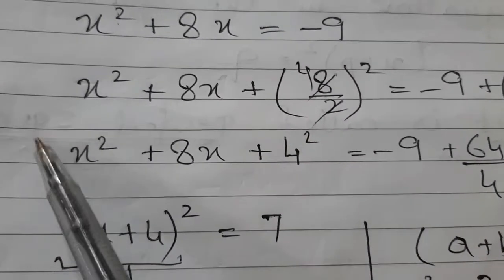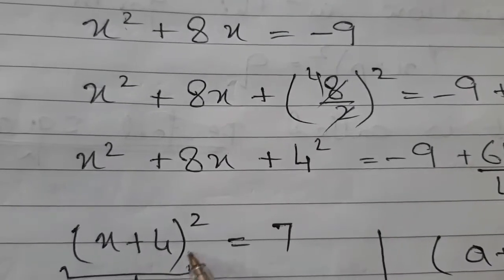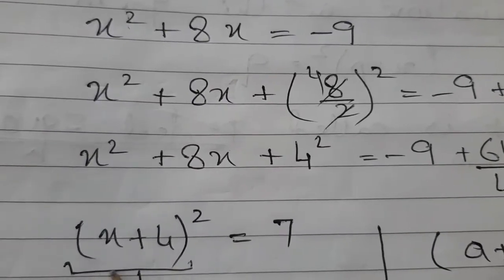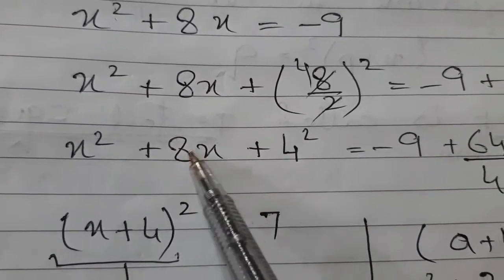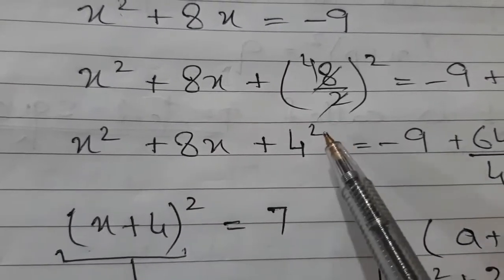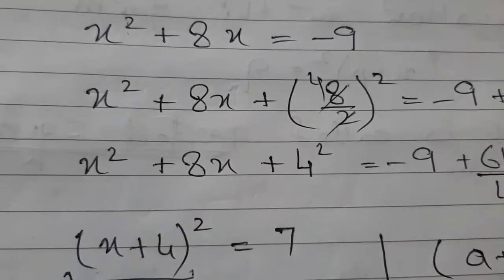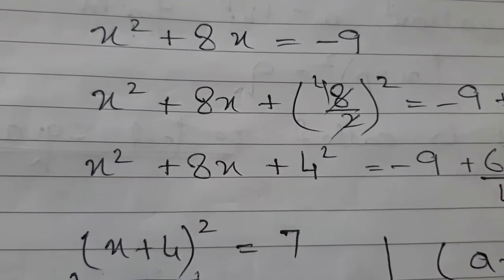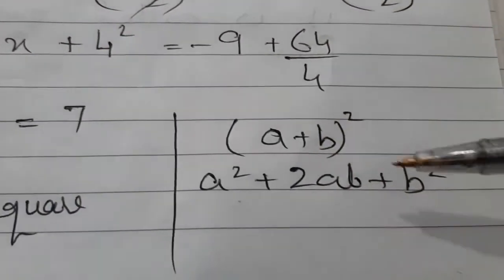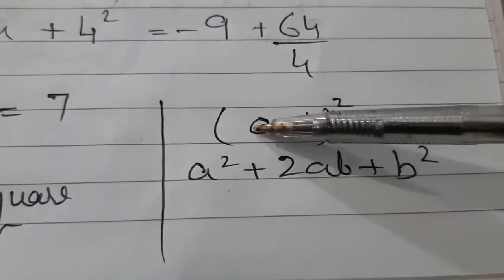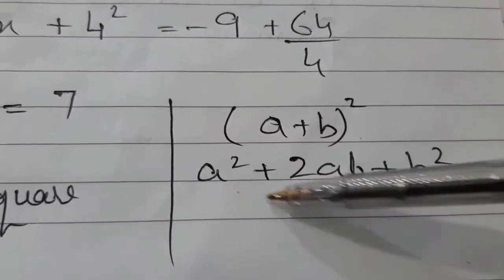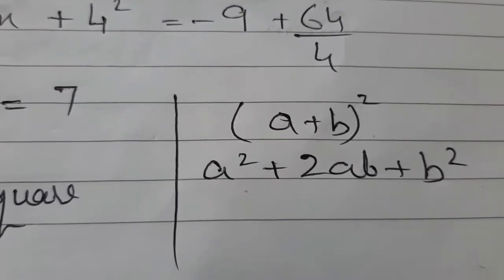Now this can be written as x plus 4 whole squared. Whenever I solve this question on the board, the first question students ask is where 8x has gone, because they only see x and 4 and a square, and they think the square is on top of the 2. For this you need to recall the algebraic identity: a plus b whole squared. When you expand it, what does it become? a squared plus 2ab plus b squared.